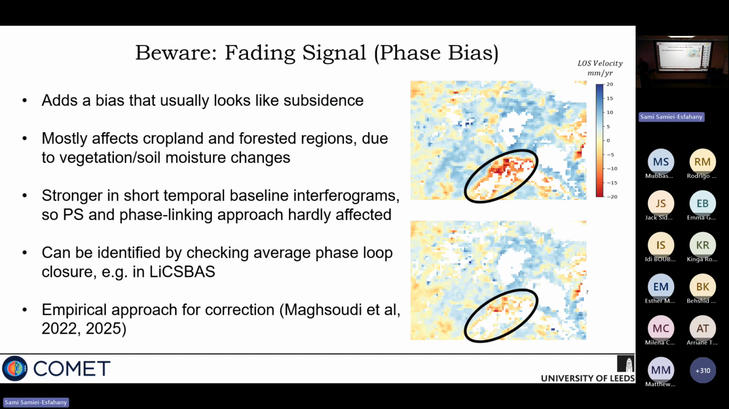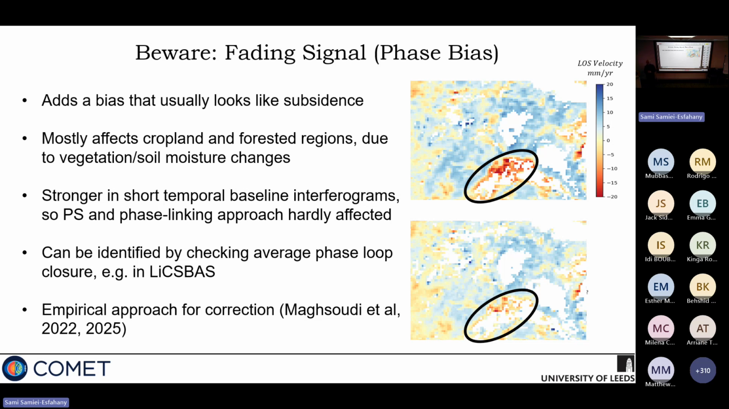Okay. And another advantage is that it helps to deal with this problem, which I alluded to already. It's the so-called fading signal or phase bias. As well as picking up deformation, you can also get a phase term due to changes in soil moisture and changes in vegetation as well. And the problem is, if you make very small temporal baseline interferograms, this effect gets magnified.